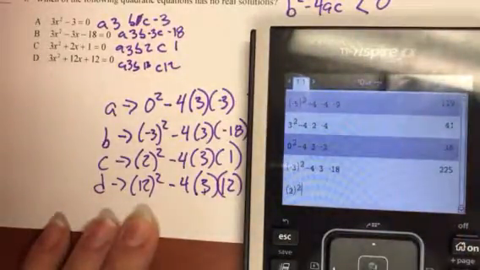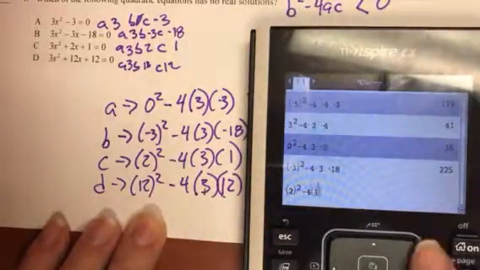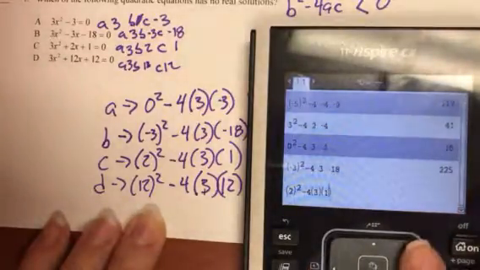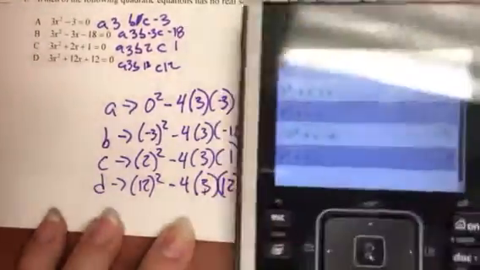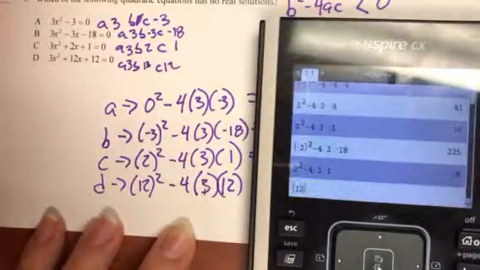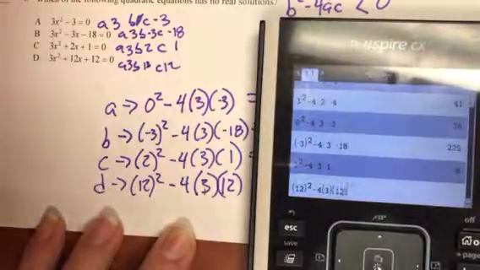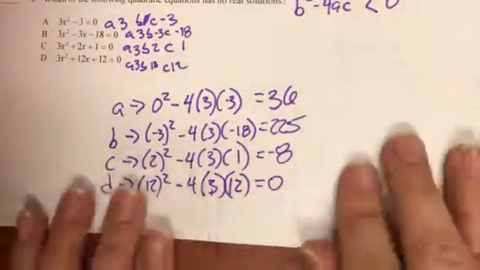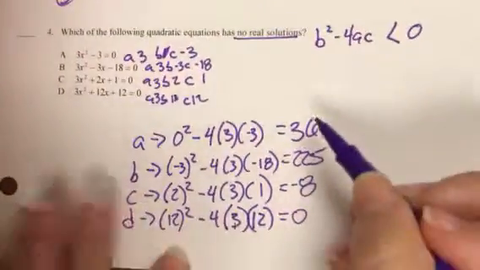Parenthesis 2 squared minus 4 parenthesis 3 parenthesis 1 is a negative 8. Parenthesis 12 squared minus 4 parenthesis 3 parenthesis 12, enter, 0. So again, no real solutions means we're looking for a negative number. So the only negative number was C. So my answer is C.